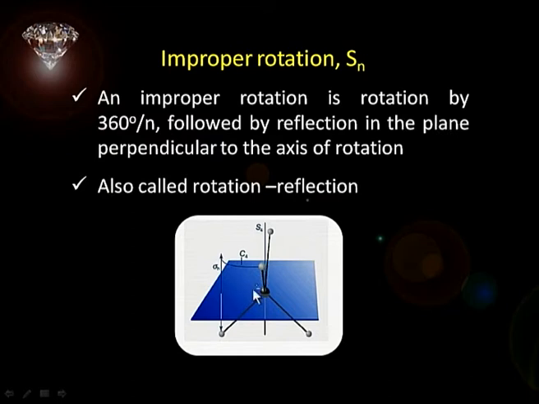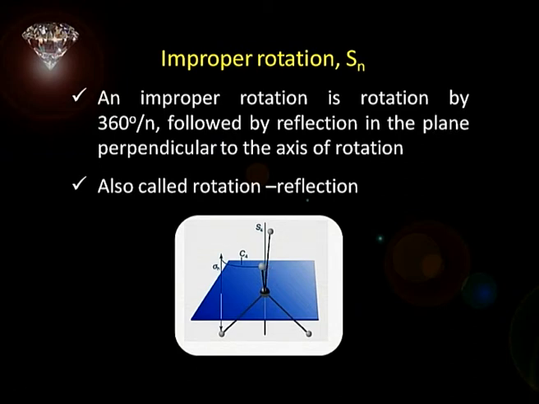So, this atom and this atom are related to each other by S4 rotation, that means C4 followed by sigma h. Similarly, all other atoms, if you take them, behave the same way. That means we say that in this molecule there is an S4 axis of symmetry, an improper axis of symmetry.